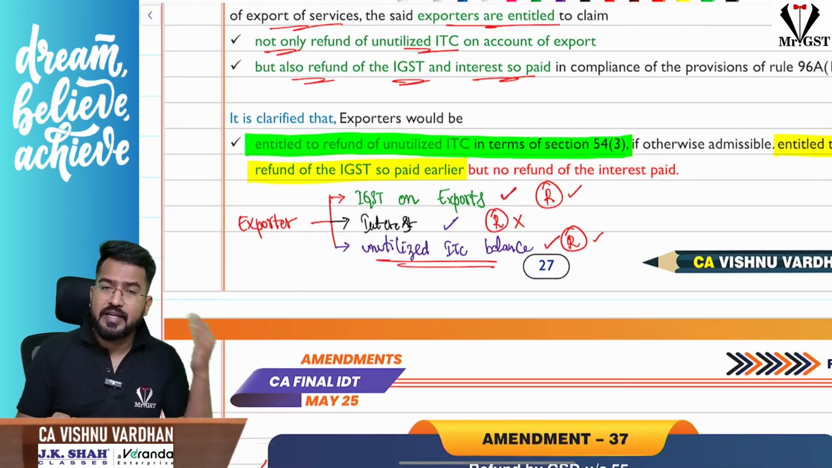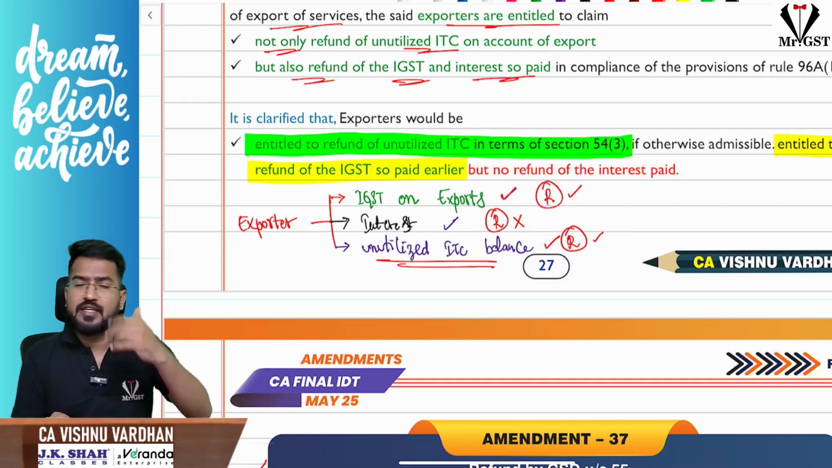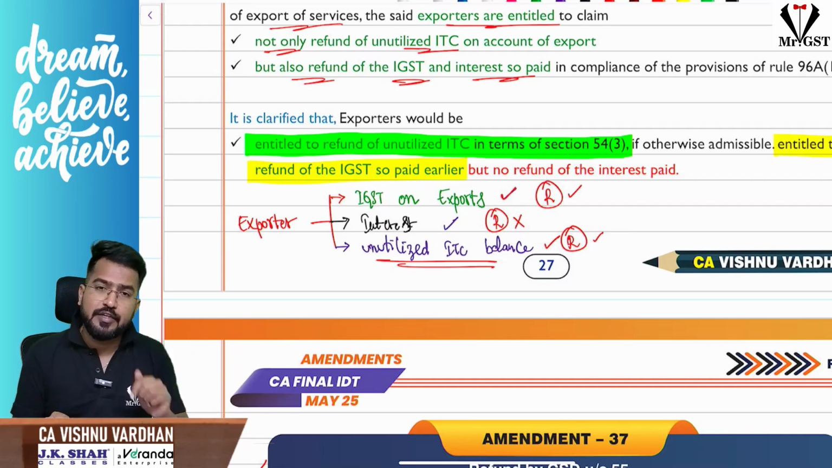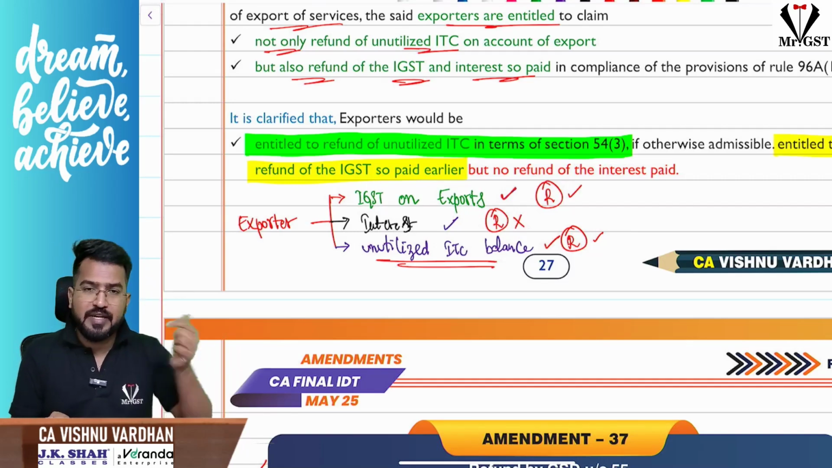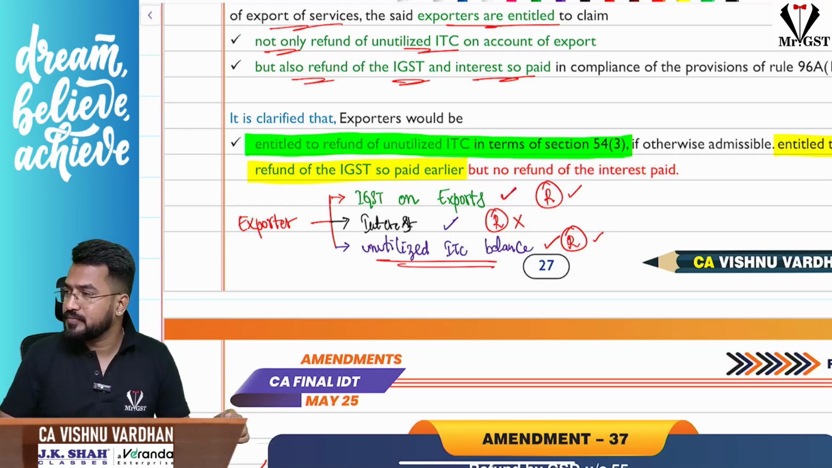So the exporter can claim a refund of IGST paid on exports because he violated the condition. Now he is satisfying the condition, so he can take the refund of it. Next, the unutilized ITC balance, that also he can happily take as refund. And interest paid on IGST which was paid on exports, that he cannot take as refund. That is the point.